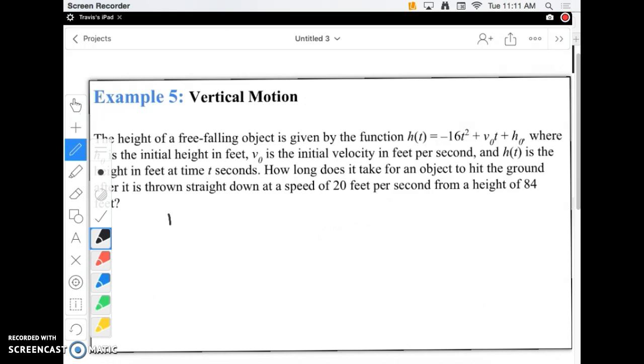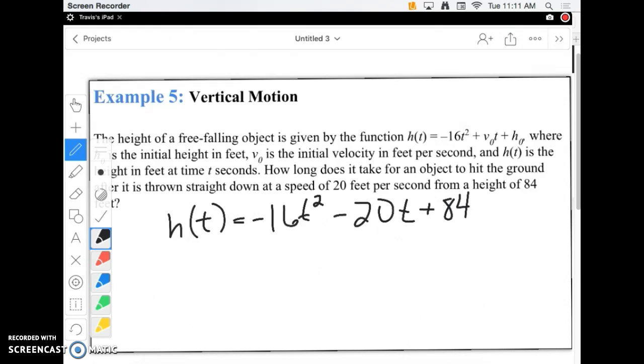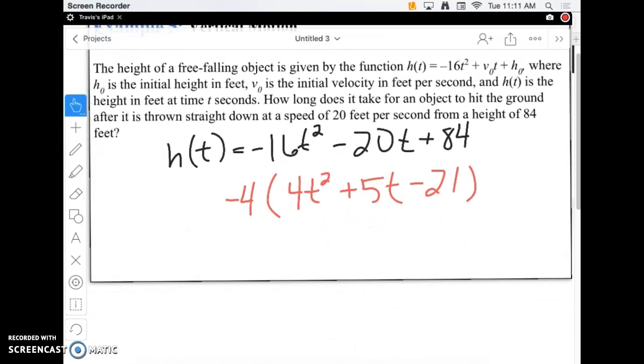So we're going to have h of t, I'm going to plug that stuff in here, equals negative 16t squared. I'm going to say minus 20 because we're throwing it down, plus 84. Now, I'm going to factor out a negative 4 just to make my numbers a little nicer. So that'll be 4t squared plus 5t, and then that'll be minus 21 since I took out a negative. Then I'm going to factor that down like I would any other.